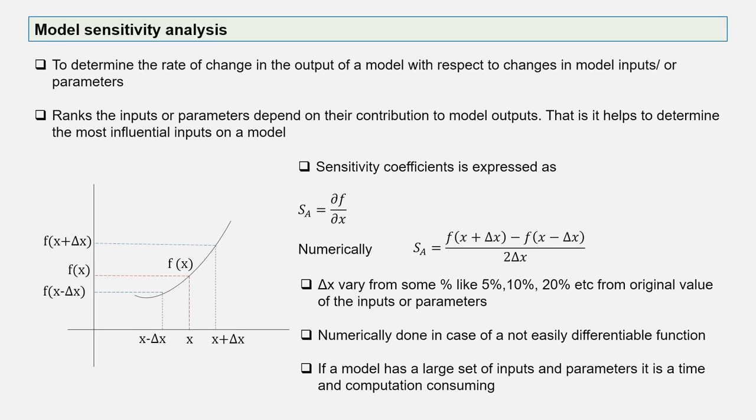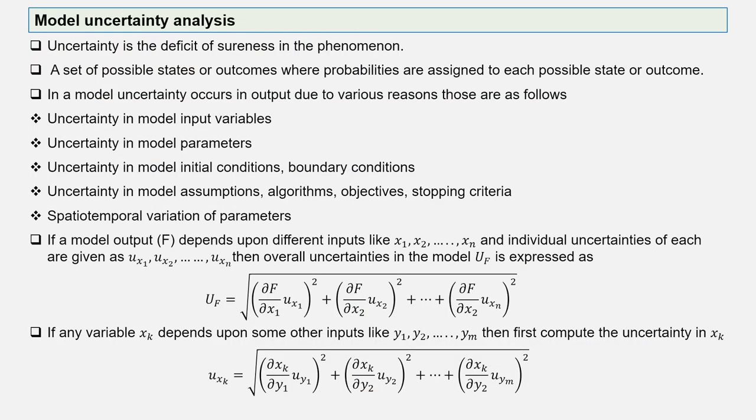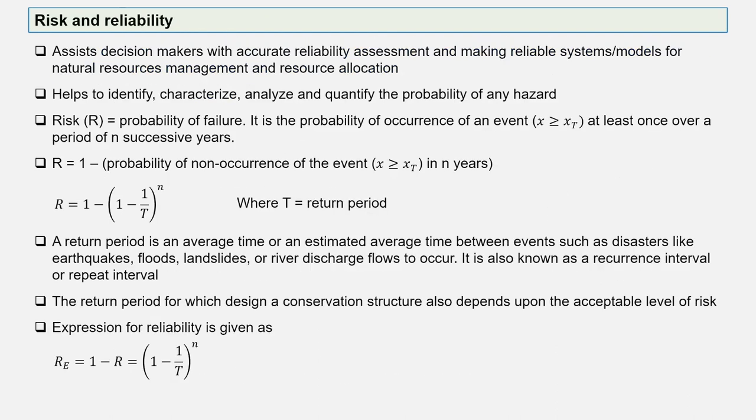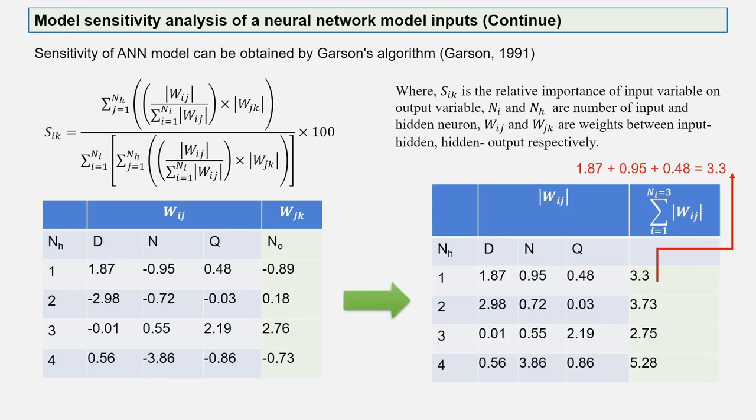Then let us go to the next topic for revision, and that would be modeling for NRM. If you recall, we discussed modeling, sensitivity, uncertainty, and model sensitivity analysis, how you carry out various ways of sensitivity analysis, and with examples we also discussed model uncertainty analysis. We discussed risk and reliability and how you can measure them, and model sensitivity analysis utilizing neural networks, what the inputs and outputs are. All of this we discussed in the previous lecture.